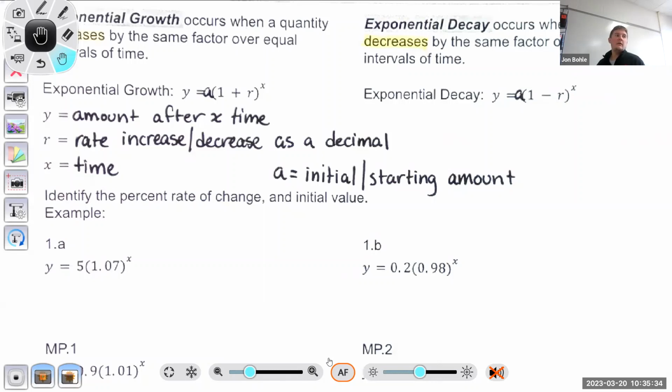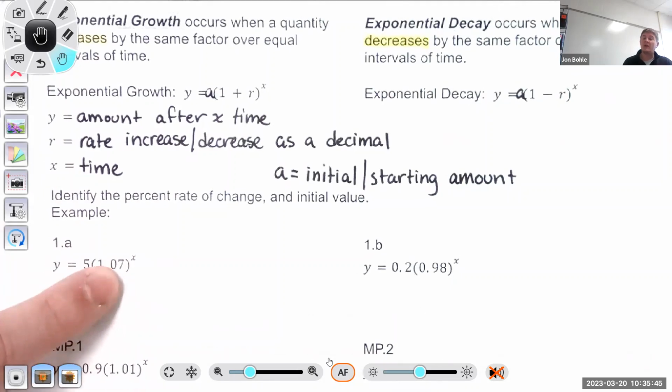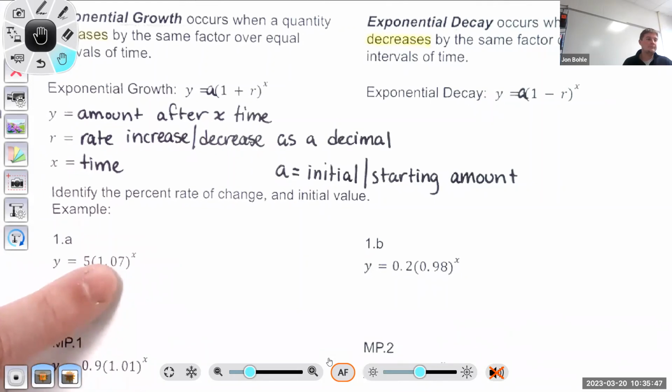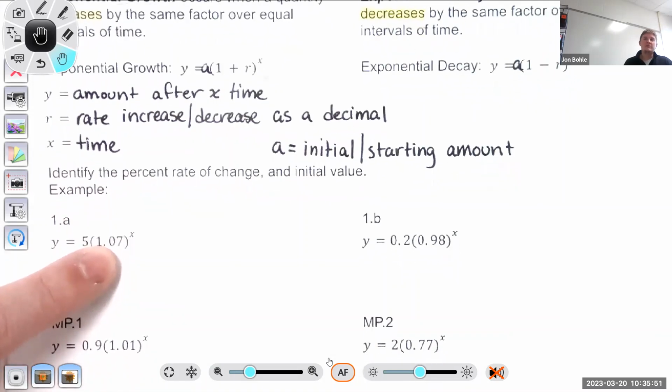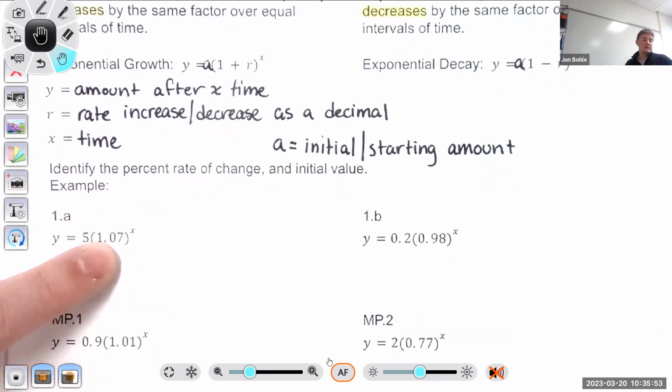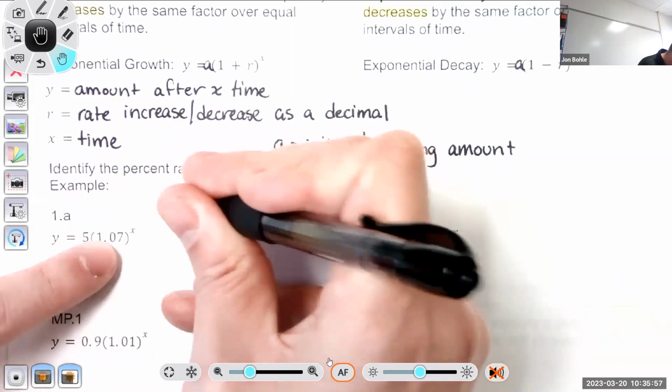Yeah. The B value is what? Not positive or negative, but you're really close. It is this B value. It's what? Greater than or less than 1. So this one's greater than 1. So is it growth or decay? Okay, so this is a growth function.